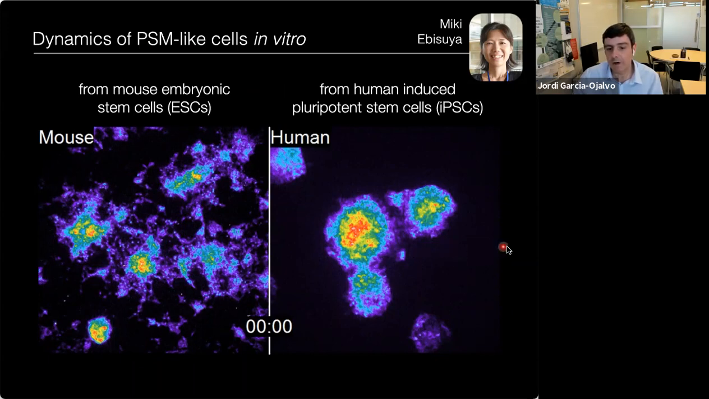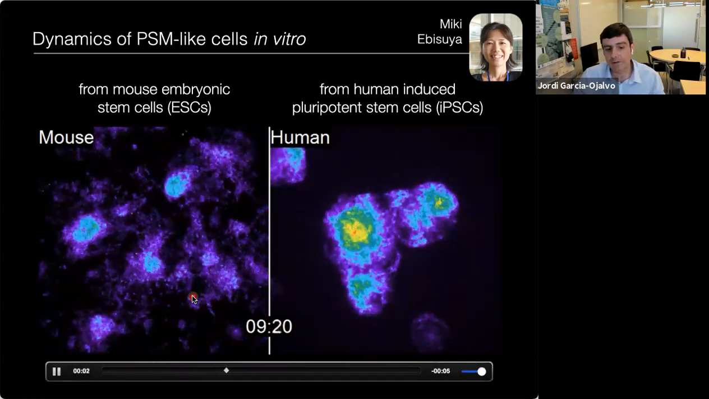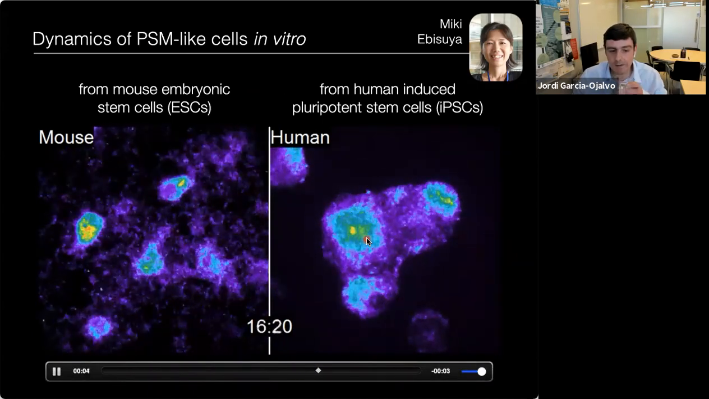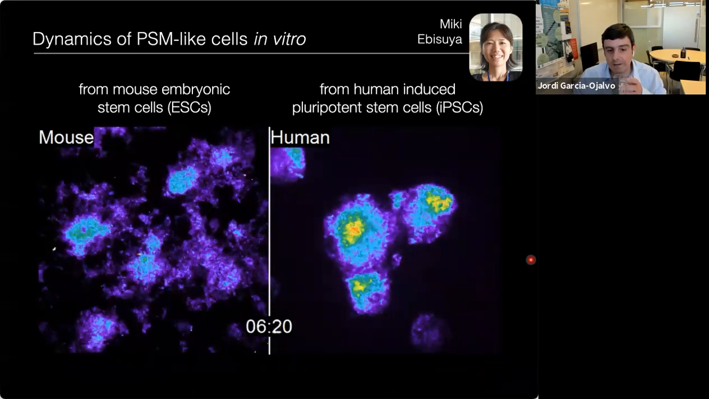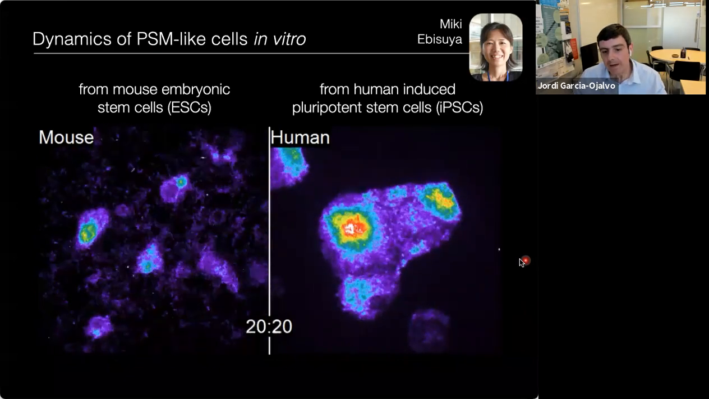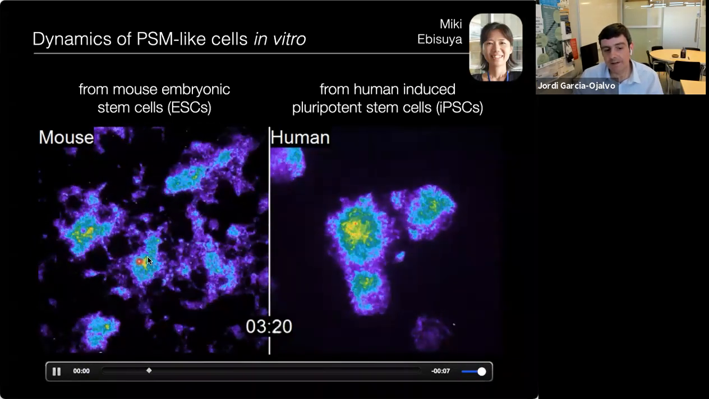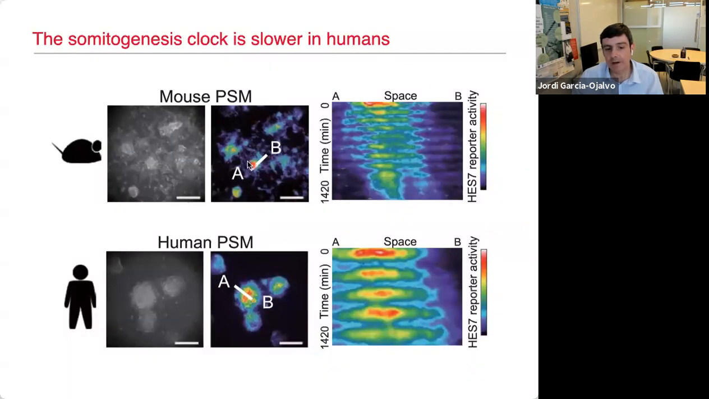And you can see here the two cultures, and we are going to compare the two clocks. First of all, if you look at any of the two, you see the cells oscillating, okay, in both cases. But I'm pretty sure that if you look closely, you will realize that mouse cells oscillate faster than humans, okay? So in fact, this is faster than this, and we can quantify this. One way that we can do that is we can just, for instance, take one area of the picture, and we can build these kymographs here for both mice and humans.